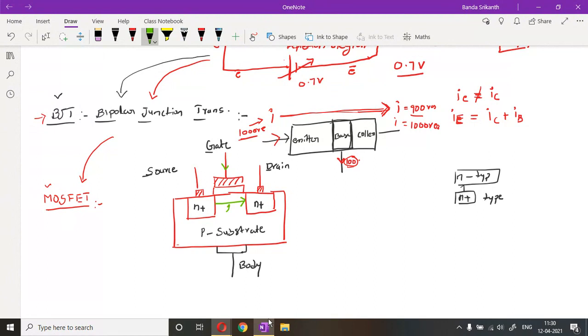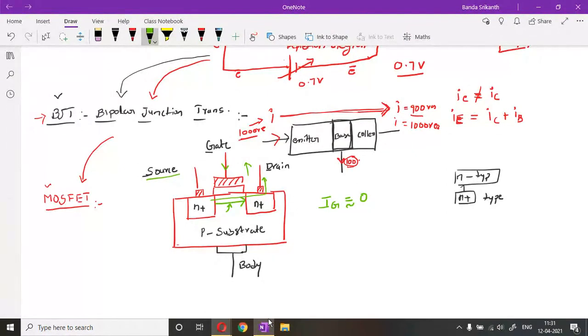But in the MOSFET, the Ig current is almost equal to 0. No current enters the gate terminal, unlike the base terminal in the case of a BJT. Are you getting the point? Whatever electrons come from the source side, the entire electrons will go to the drain side only. There is no current flow into the gate terminal.